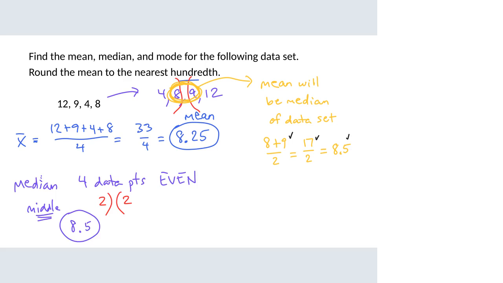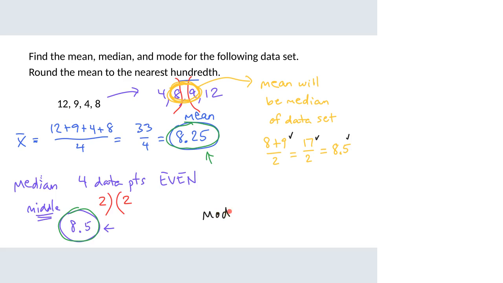Sometimes students will ask, wait a minute, how can this be your median? That's not one of the data points. And my response to that is, well, nobody seemed to have a problem when the mean wasn't one of the data points. And that's perfectly fine. The mean doesn't have to be one of the data points. The median doesn't have to be one of the data points either. It's a number that represents the middle of our data set. If it's one of the data points, great. If it's not, that's okay too.